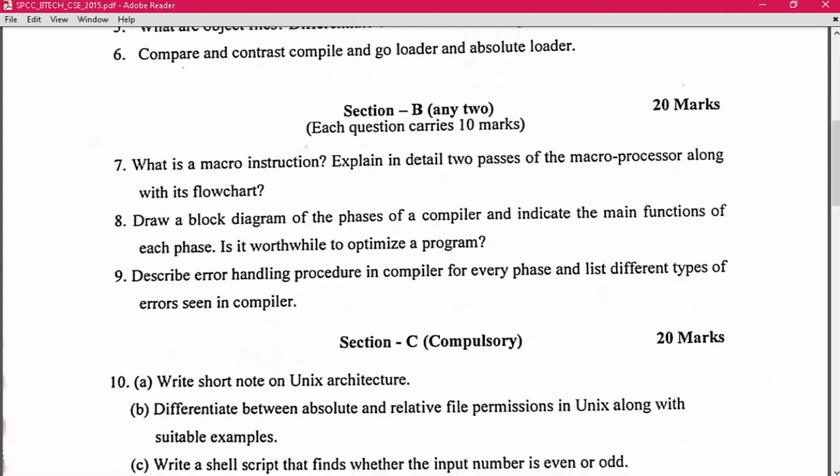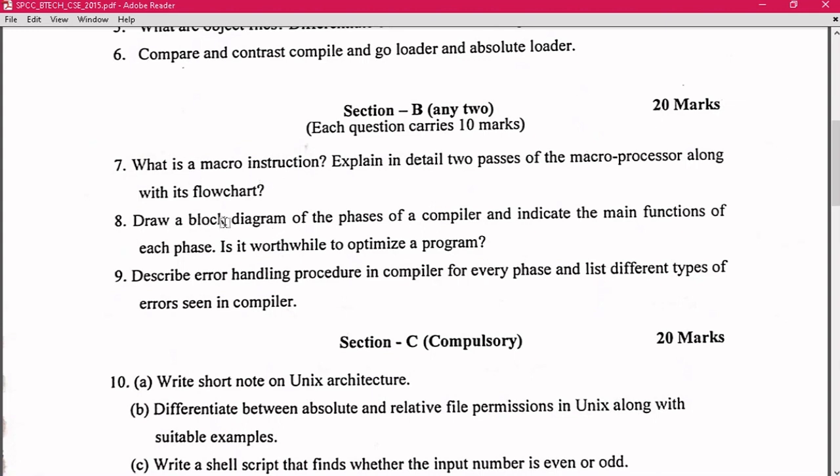Now coming to section B. Section B has 3 questions, out of which you have to do 2. It is discussing macro instructions and microprocessor that you need to explain. Again, you have to explain this concept in detail because this is a 10 marks question.